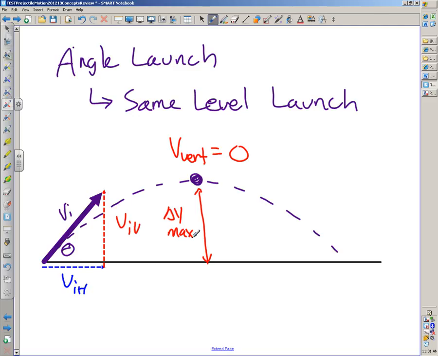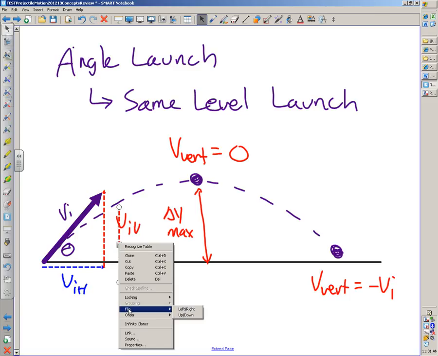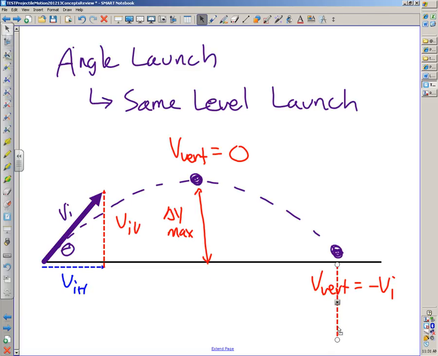Okay. The other spot that we talked about was this spot right here, right before it hits the ground, or right before it lands back at the level that it was launched from. So, a couple more assumptions we can make about that spot. What's one assumption that we said we could make about that spot? That its vertical velocity at this point is equal to the negative initial velocity. Same component, right? Except now it's moving downward. Okay? Value would be the same, but now it's moving downward.